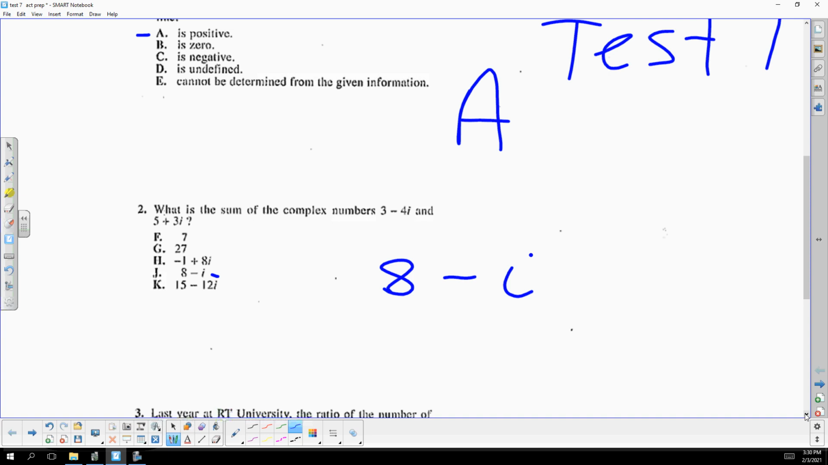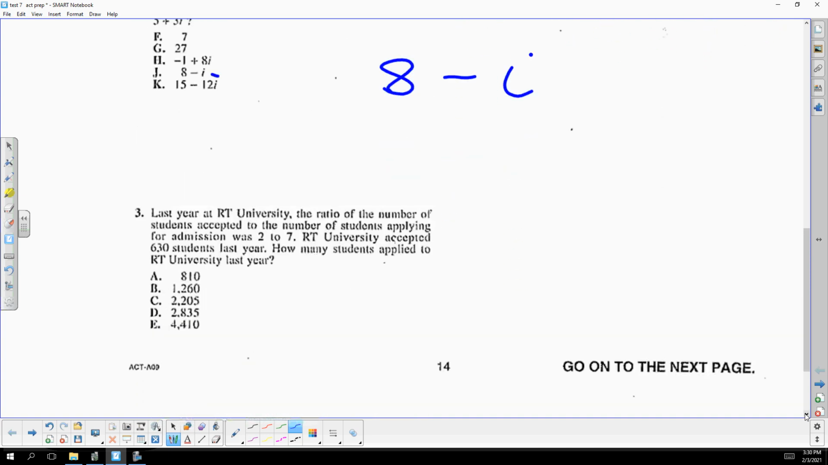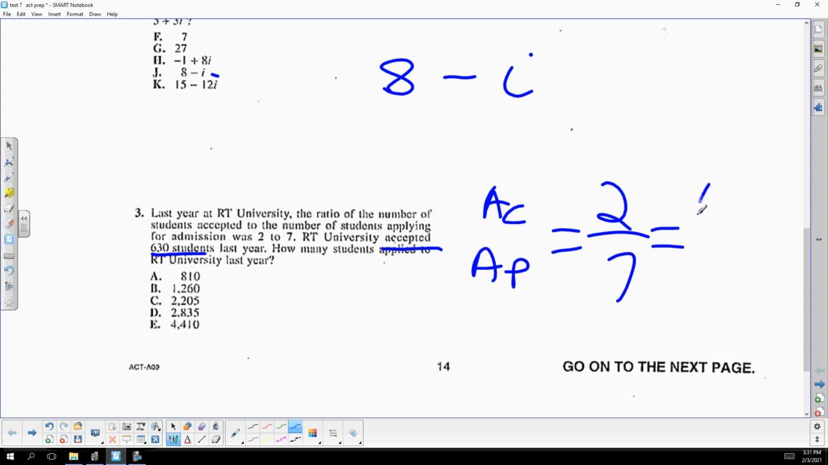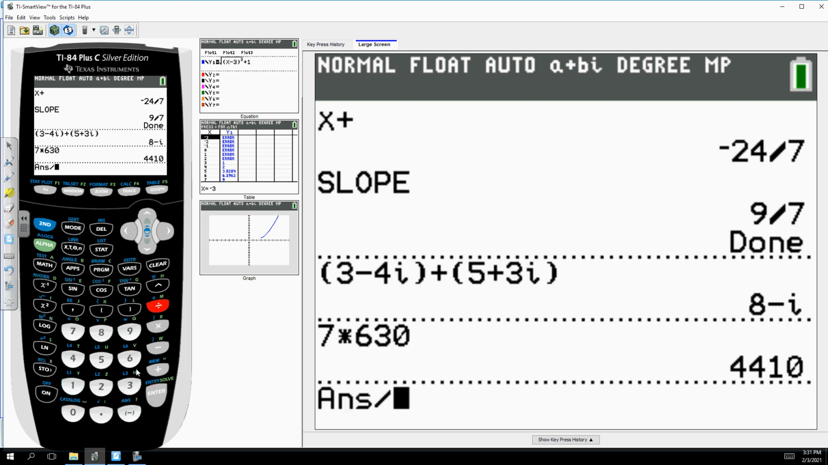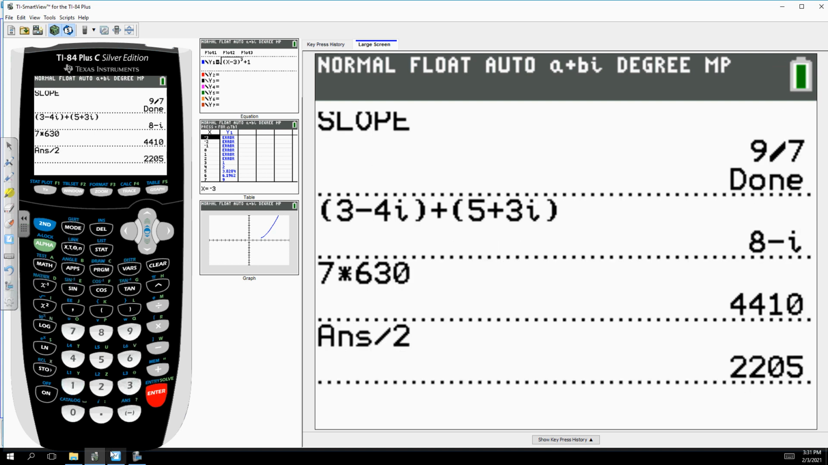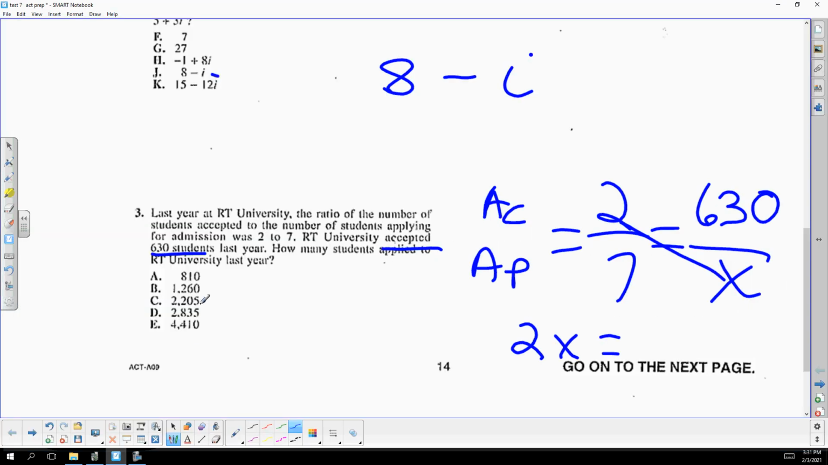Pretty cool, huh? Ratio proportion, number 3. It says that we accept to apply, so a ratio of 2 to 7. So we accepted 630. So how many applied? And you just cross multiply. 2 times x is 7 times 630, which will give me what? And divide that by 2 because we're solving.